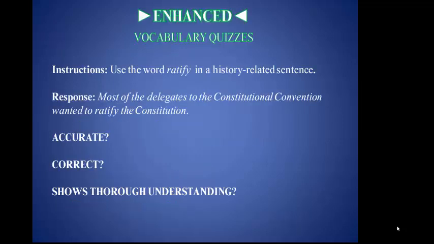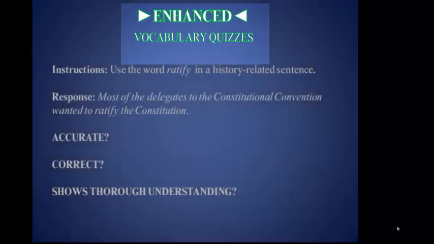This is where we come to today's activity. Enhanced vocabulary quizzes. Not just use a word in a sentence, but using it in a way that will show content mastery as well as mastery of the term itself. Let's look at a few examples. Some not so good, some decent, and some very good.